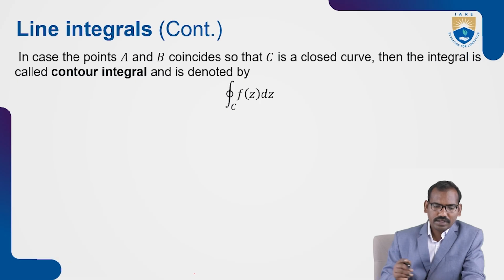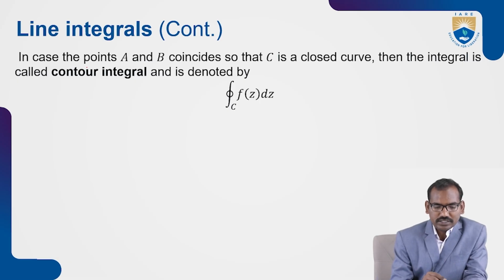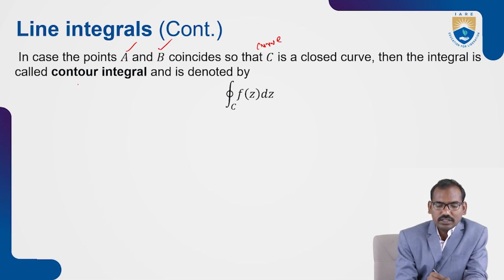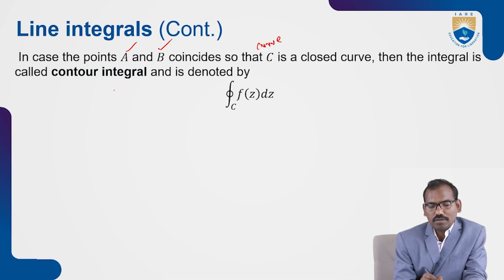Next, here is another case. In case the points A and B coincide, so that the curve C is a closed curve, then the integral is called a contour integral and is denoted by the integral over C f(z) dz.